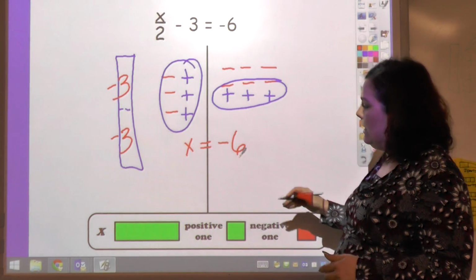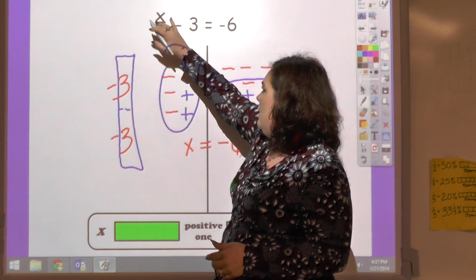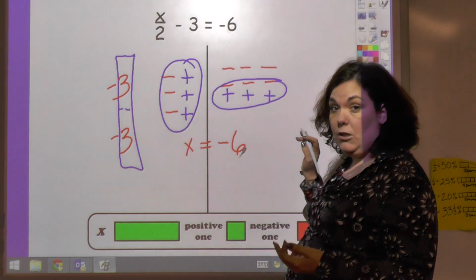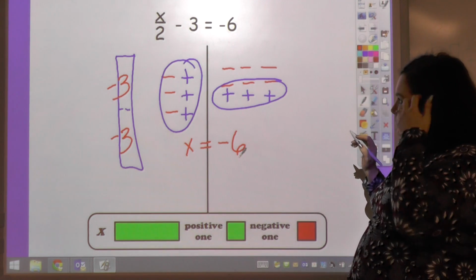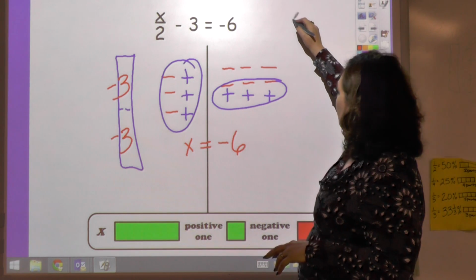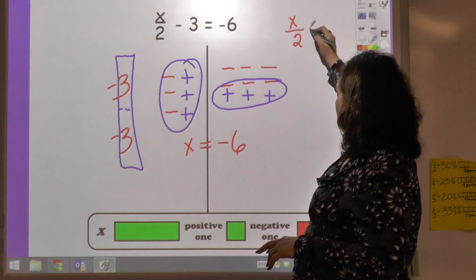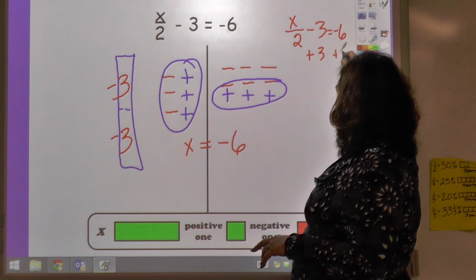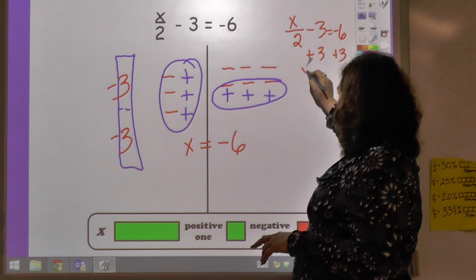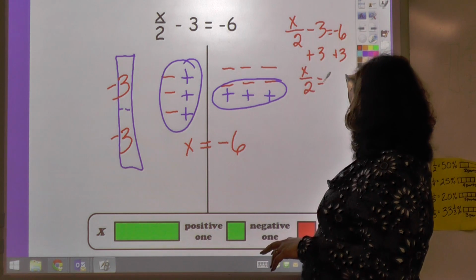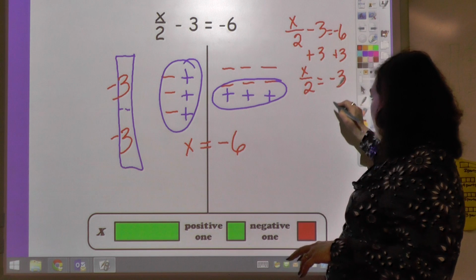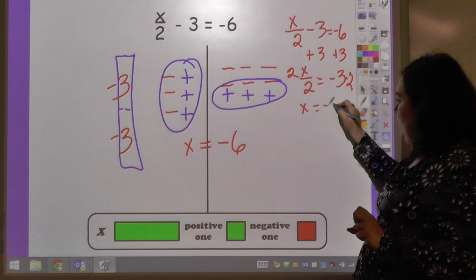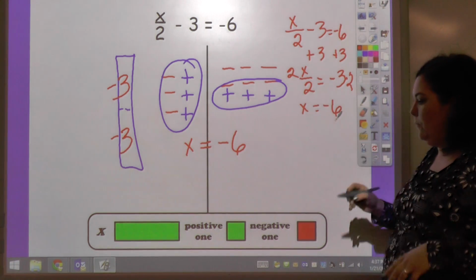Now let's put that back in and make sure it makes sense. So -6 divided by 2 is -3, minus 3 is -6, so it checks. And you can do it mathematically. X divided by 2 minus 3 equals -6. You're going to add 3 to this side, add 3 to this side. So x divided by 2 is -3. And then to multiply by 2 on both sides would be x equals -6. So it checks both ways.